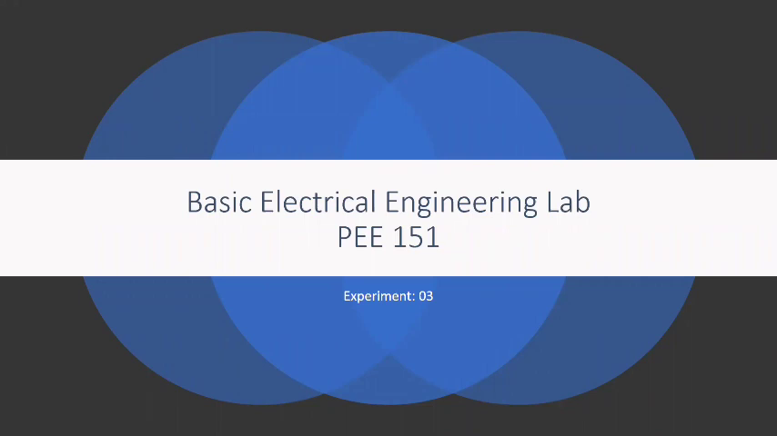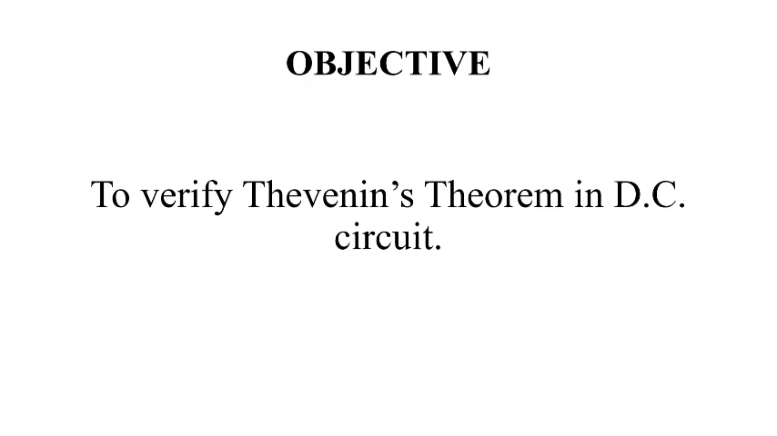So far we have discussed the verification of Kirchhoff's voltage law as well as Kirchhoff's current law. Now we will be moving on to the verification of various DC network theorems. So the first theorem which we are going to verify here is Thevenin's theorem, and that will be our experiment number 3. So the object here is clear to us. Our objective today would be to verify Thevenin's theorem in a given DC network.